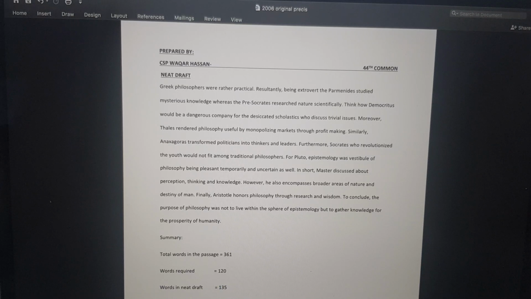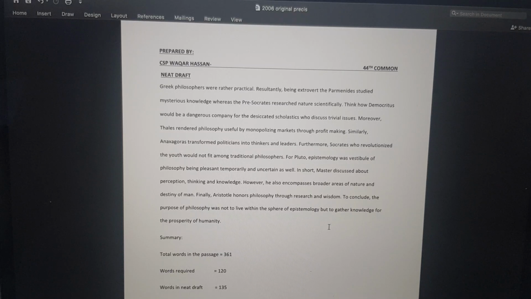And at the end you have to write the title. So after writing the neat draft, you must mention the heading of summary, and in summary you have to write these things: total words, words required, words in neat draft, and title. So this is the complete process. Now your précis is complete, and the examiner will check this neat draft.